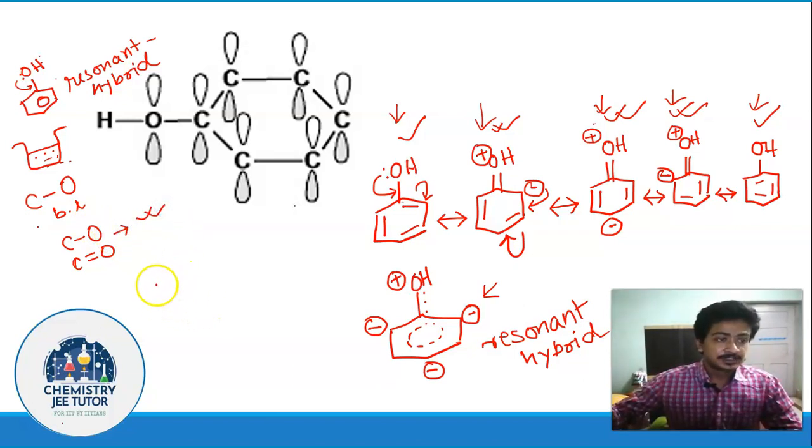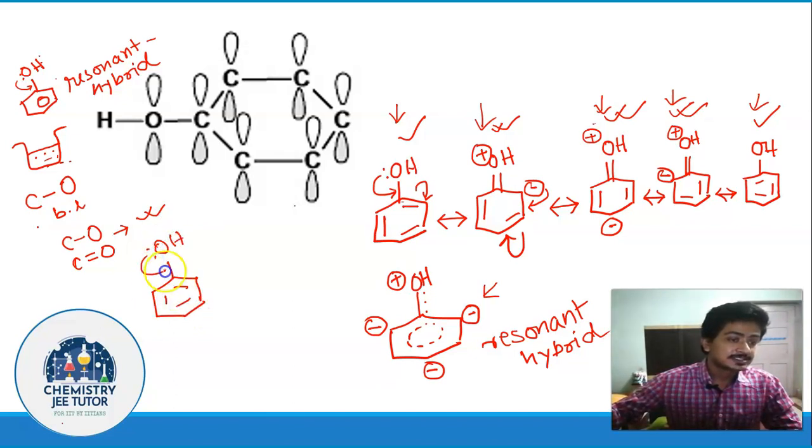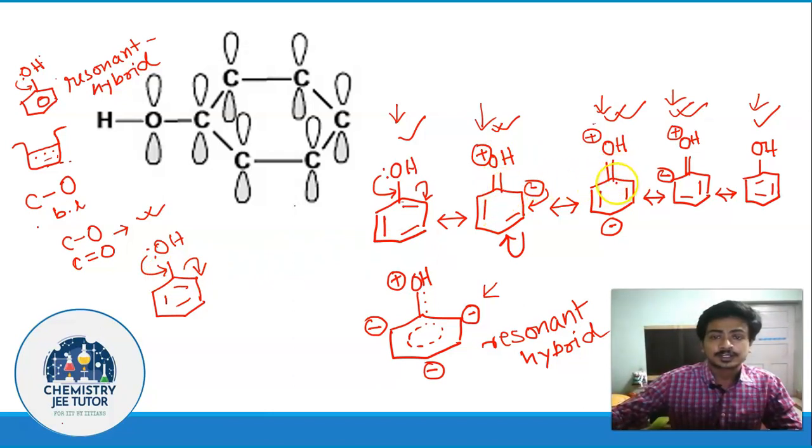What does this mean? This observation simply means that in phenol a resonance like this is actually happening. It's because of this kind of resonance only that this bond is acquiring a double bond nature. This one is acquiring a double bond nature. If this wouldn't have happened, then this wouldn't have acquired a double bond nature. That means that yes, resonance is happening in a system like phenol.